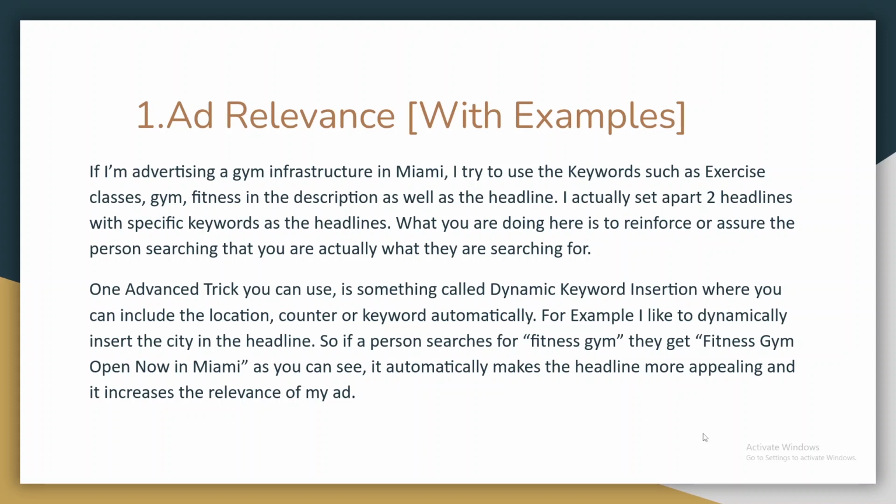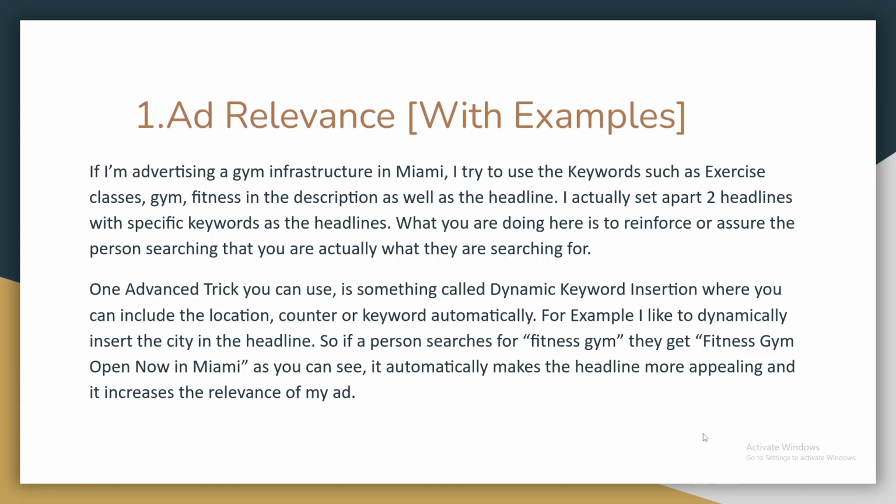What I try to do is set apart two headlines with the specific keyword as the headline. If I'm advertising for a fitness gym, for example, I'll make sure that amongst the 15 headline options that you have, you have at least two headlines talking about fitness gym. Just one, put there fitness gym, and secondly, fitness gym Miami. That automatically becomes relevant, so that when a person searches for fitness gym, they are able to see fitness gym. You don't want to tell them something else, because that becomes a distraction and people may think that it is not actually relevant to me.